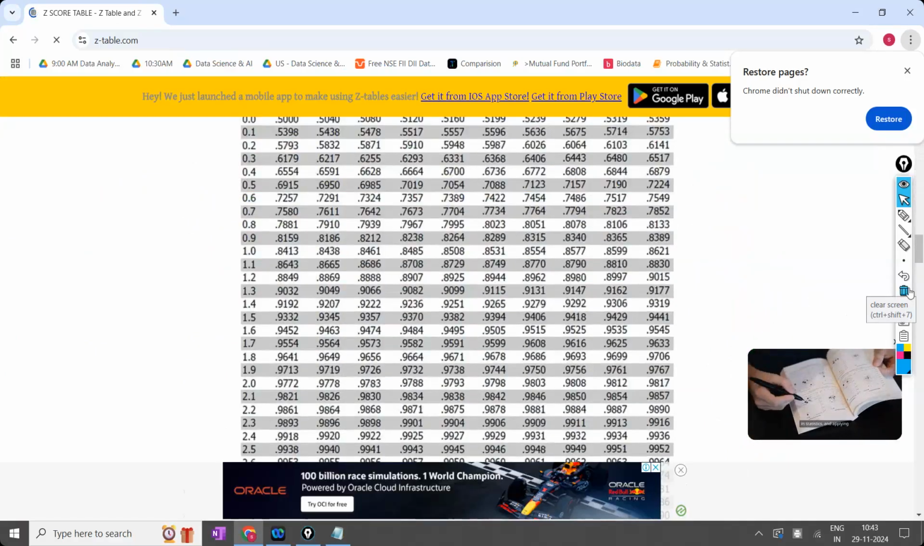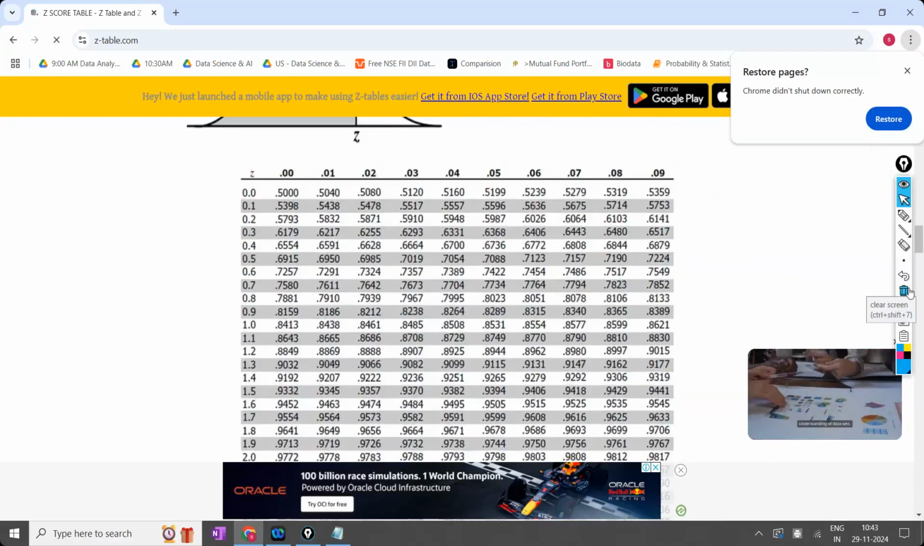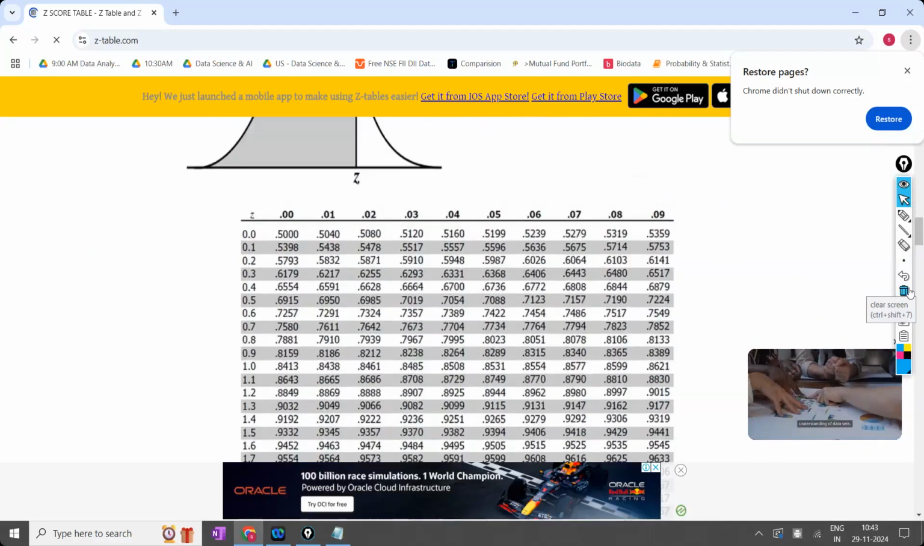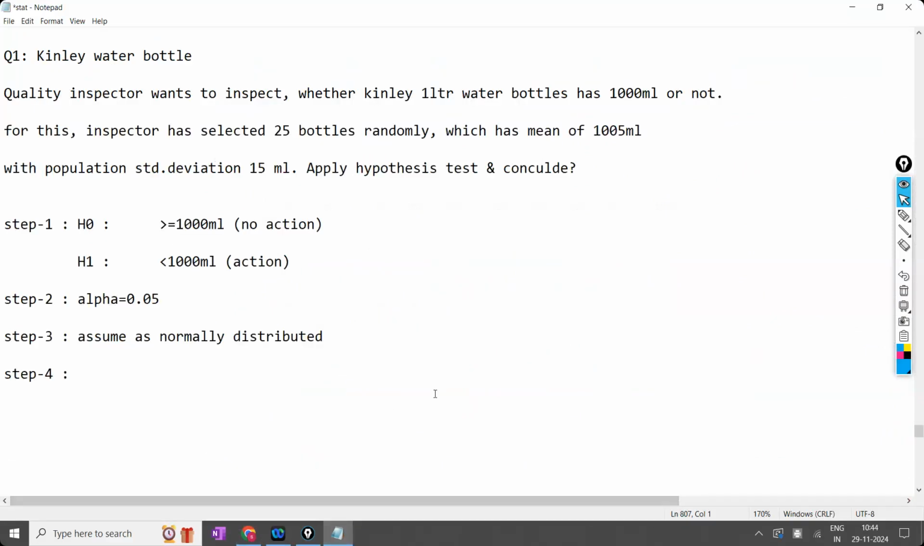This is 1.6. For 1.67, what is the probability? This is 1.67. Where is 1.67 here? The probability is 0.9525. Now this p-value is step 5.